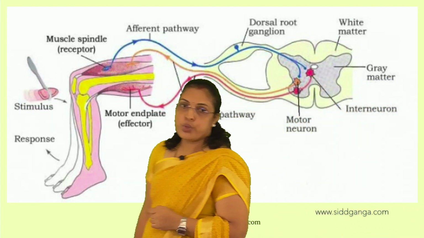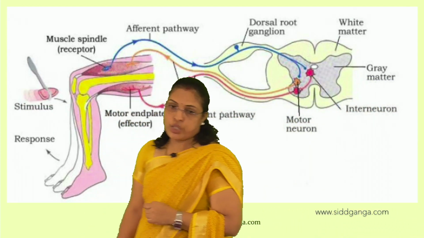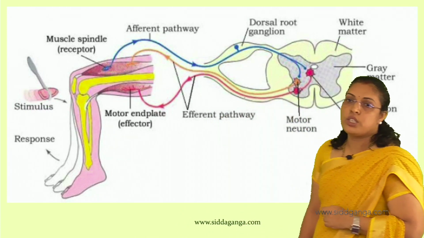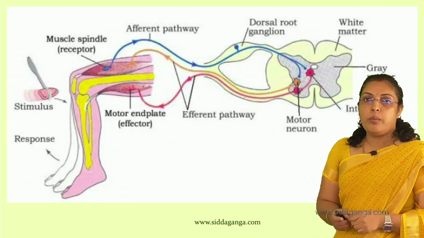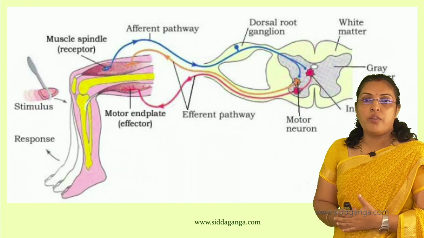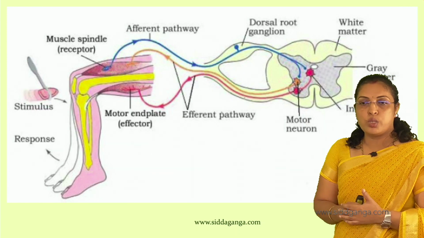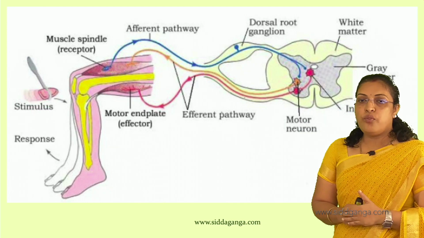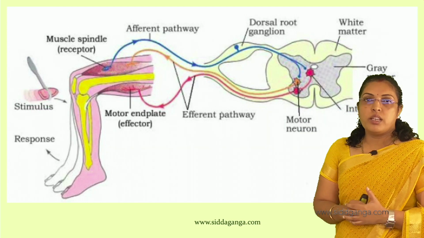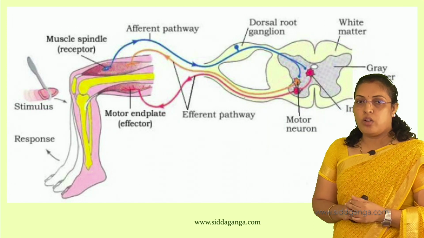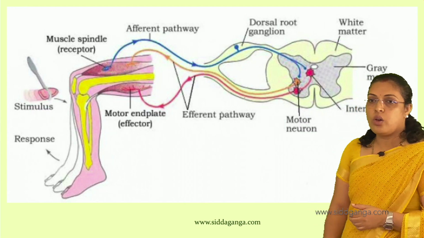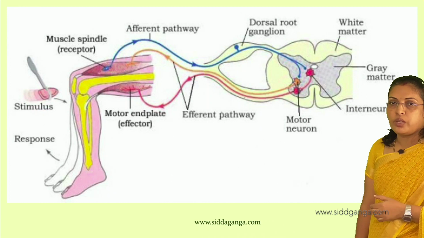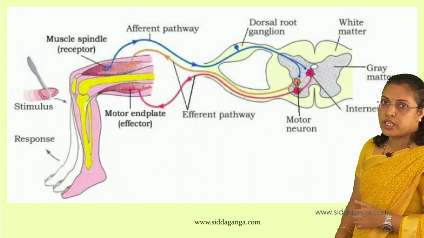This diagram shows you the reflex action, a schematic representation of reflex action. When you draw this diagram, the arrow mark is very important. In the afferent pathway, the arrow mark is towards the spinal cord. In the efferent pathway, the arrow mark is away from the spinal cord, that is, towards the effector organ. This is the diagram which explains the reflex action.